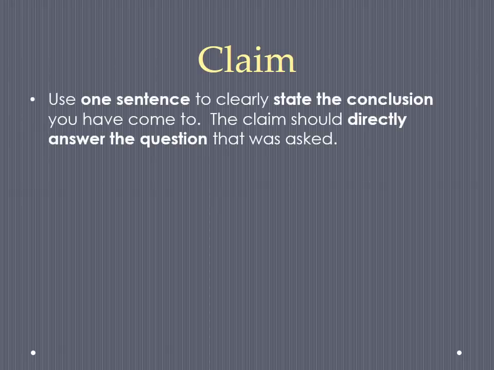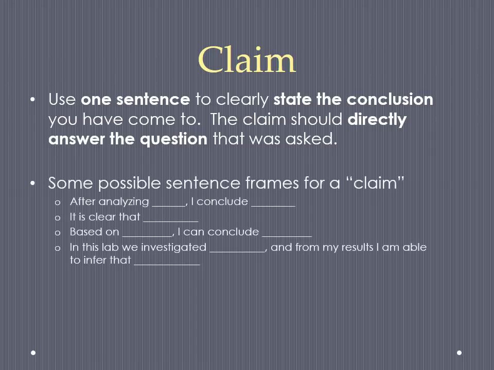When making a claim, you use one sentence to clearly state the conclusion you have come to based on your data. The claim should directly answer the question that was asked. The following are some good sentence frames to help you make a claim. Let's use our texting and driving experiment to make a claim about the question, is texting and driving dangerous? So here's an example. After analyzing the data I collected from the texting and driving experiment, I conclude that being distracted while texting and driving is incredibly dangerous.